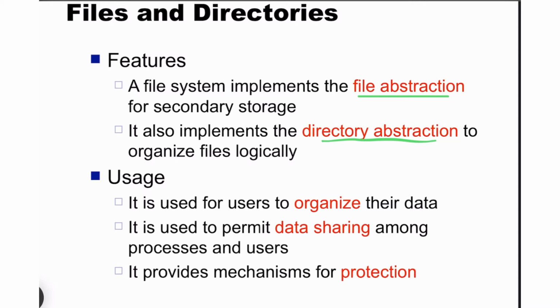What is the usage of file and directory? It is used for users to organize their data. It is used to permit data sharing among processes and users. It provides mechanism for protection. So if we remember, when we open a certain file, if we look at the properties of that file, we will see their sharing protections and then the name of the file.